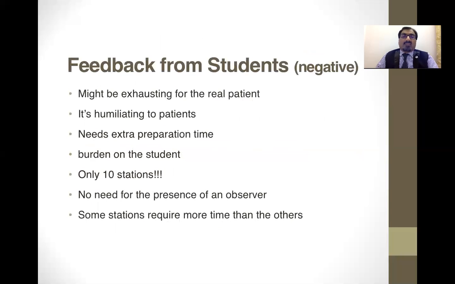Some students did find that there are some negative things. It is exhaustive. We do agree on that. It is exhaustive to the examiners, and also to the students. And sometimes SPs also get tired, so we have to keep a surplus of SPs. It needs extra preparation time. Sometimes, particularly in the pediatric age group, we face this situation, and in obstetric cases, the mothers cannot sustain for a long duration, so we have to be careful.